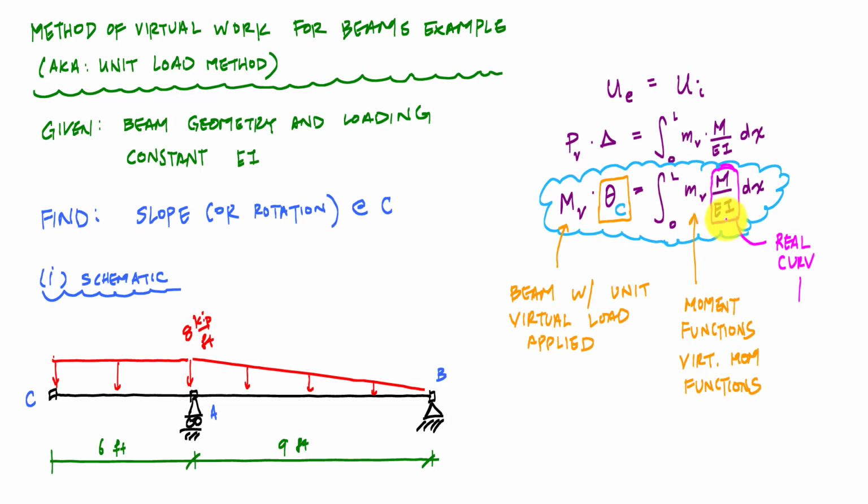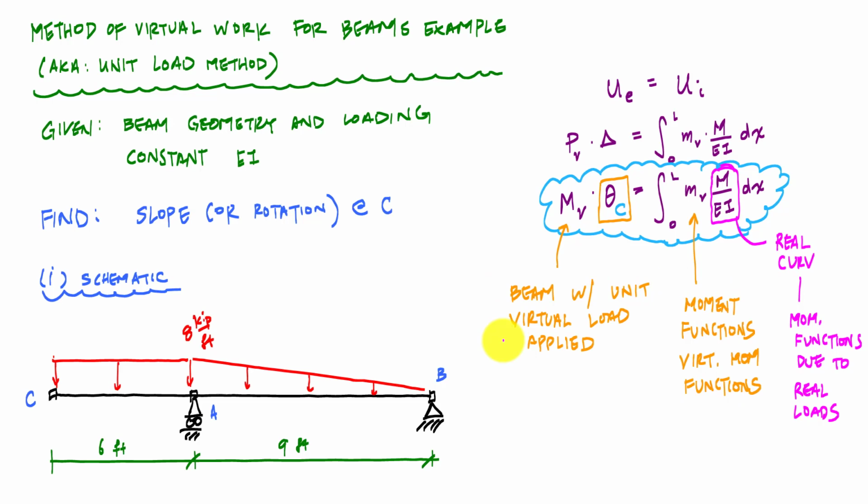Because EI is constant, what I really need are the moment functions due to the externally applied loads, or the real loads. And in this case, the real loads are this uniformly distributed 8 kip per foot and this linearly distributed load on that span AB. And once I have all of those parts, I just got to integrate, and then I'll be able to solve for theta C, or the slope at C. You don't really have to follow any specific order. Like I could do the pink stuff first, or I could do the orange stuff first. So it's really up to you.